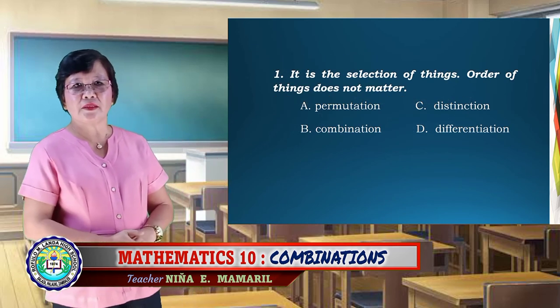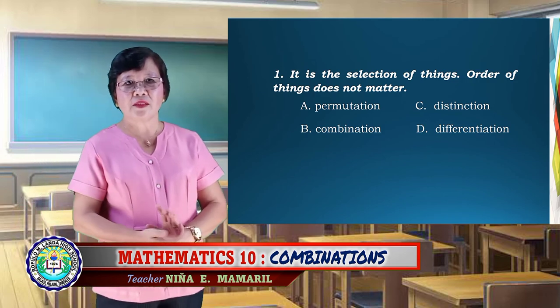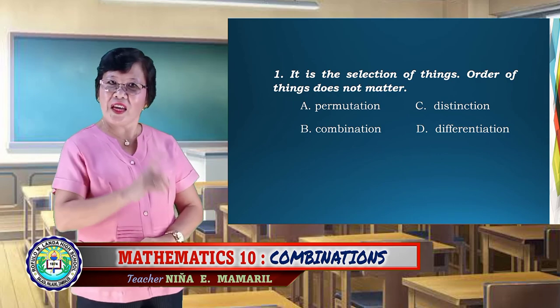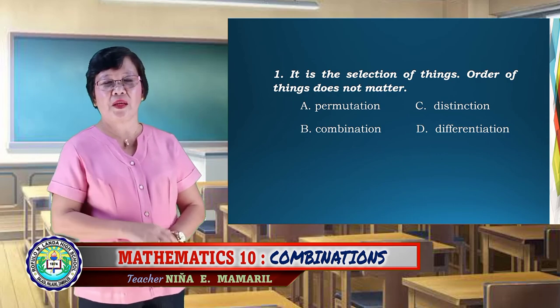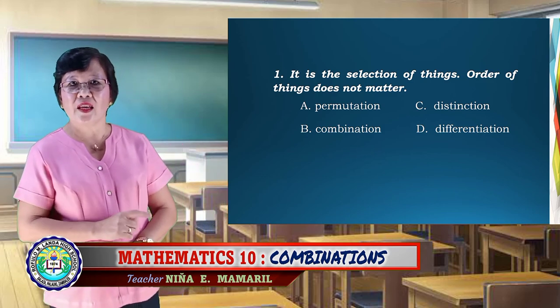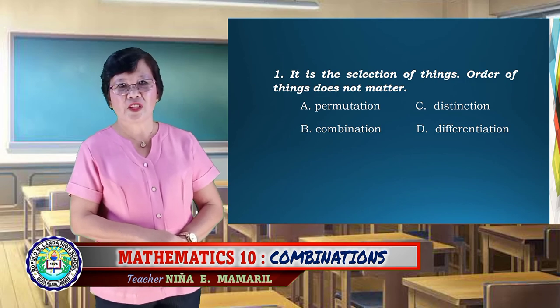It is the selection of things, order of things does not matter. Letter A, permutation. B, combination. Letter C, distinction. And letter D, differentiation.